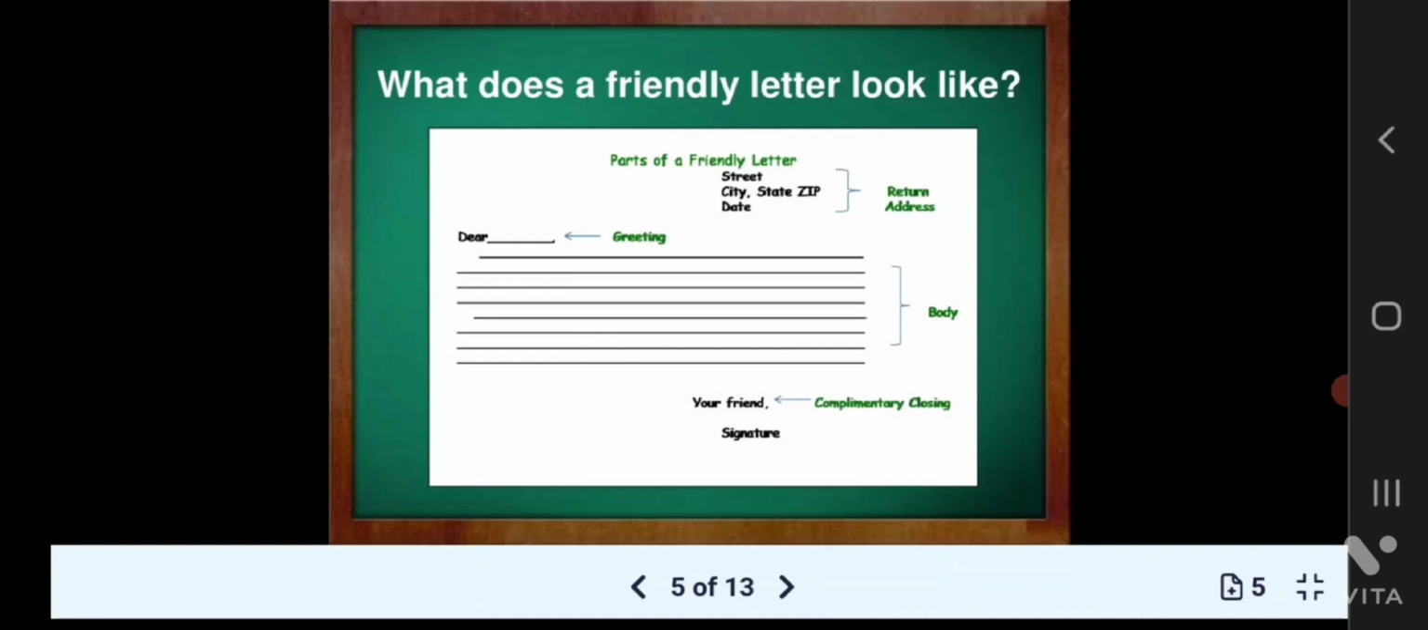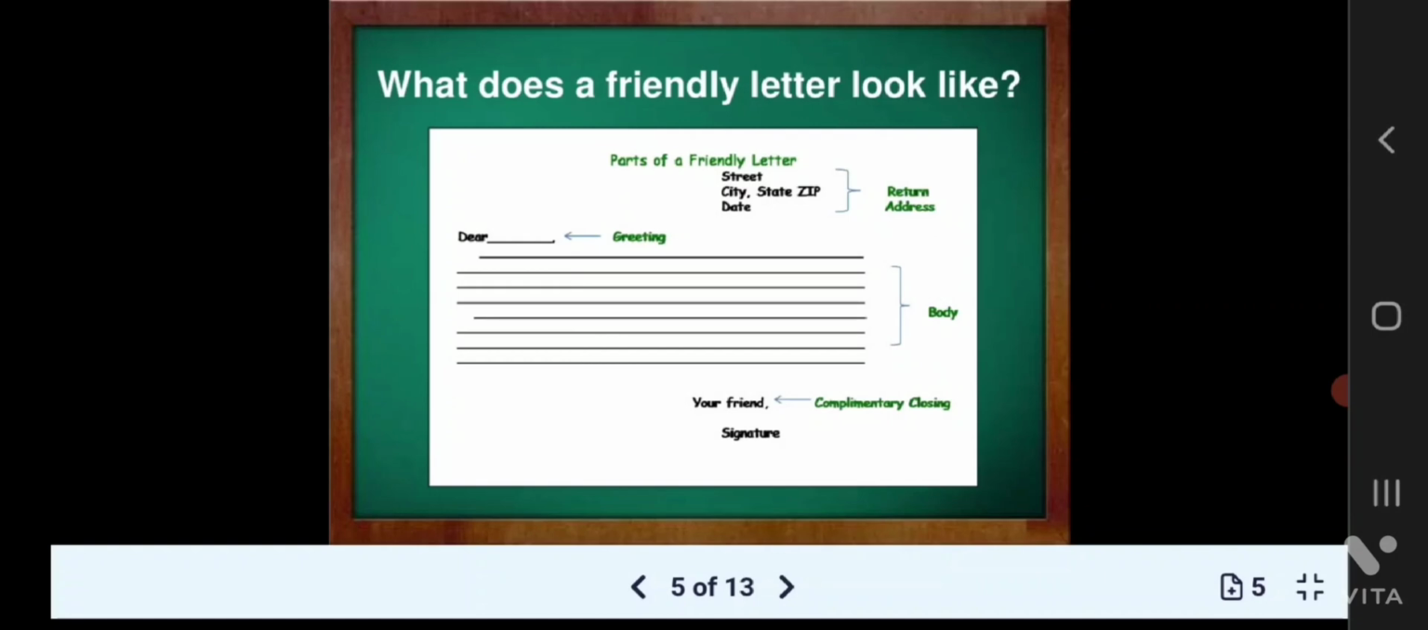And then the next part is the complementary closing or the closing. This is a part where you can write your friend or best regards, or there are a lot of closings. Complementary closing. You can choose a lot from here. And then the signature. The signature is your name. So you have to write your name, so whoever receives the letter will know who sent them the letter.